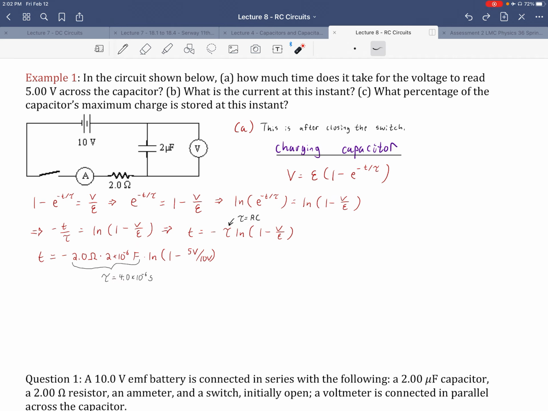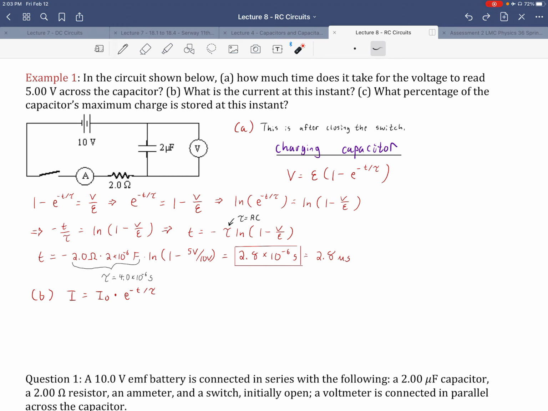All right. And here I also take note that if we do multiply these numbers together, we get the time constant is 4 millionths of a second, or 4 microseconds. That's a very short time constant. That's actually kind of typical for small resistances and small capacitors like these, but we will see larger time constants as well. And so then if we actually solve for the time to get 5 volts, we end up with 2.8 times 10 to the negative 6, or 2.8 microseconds.